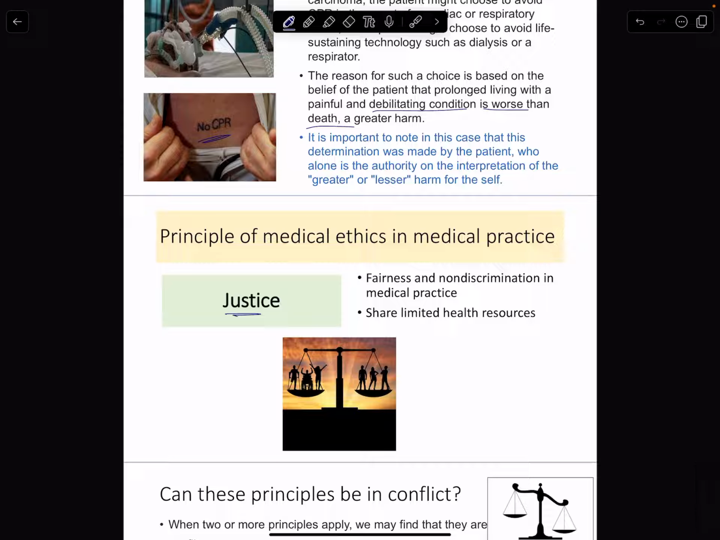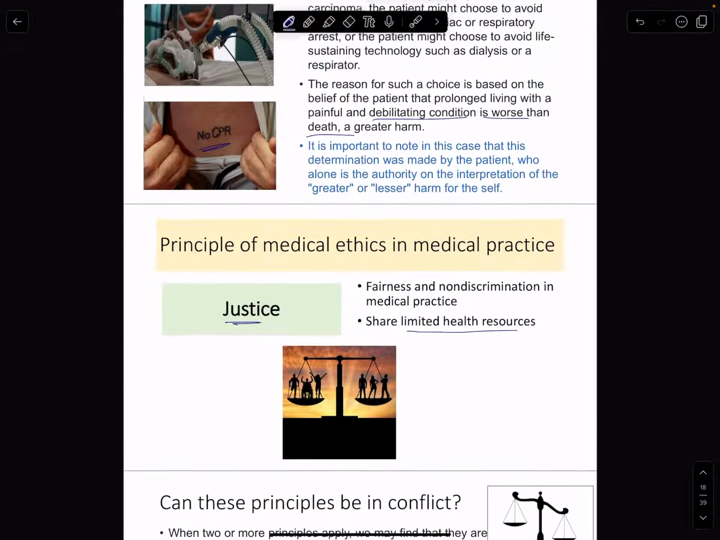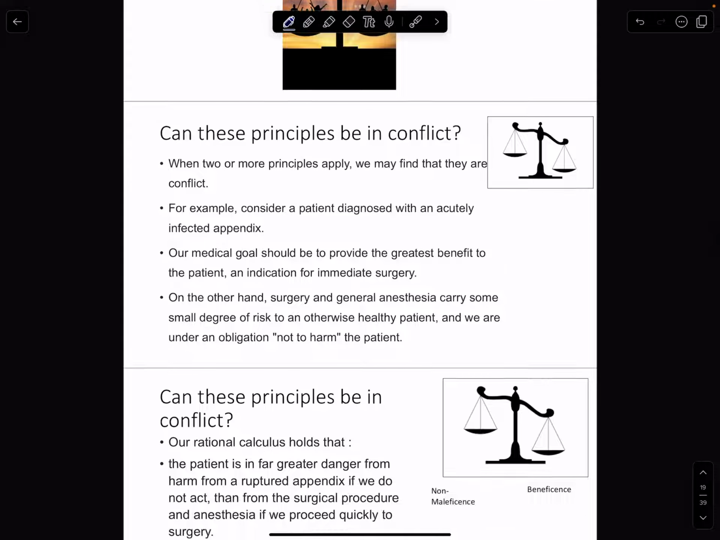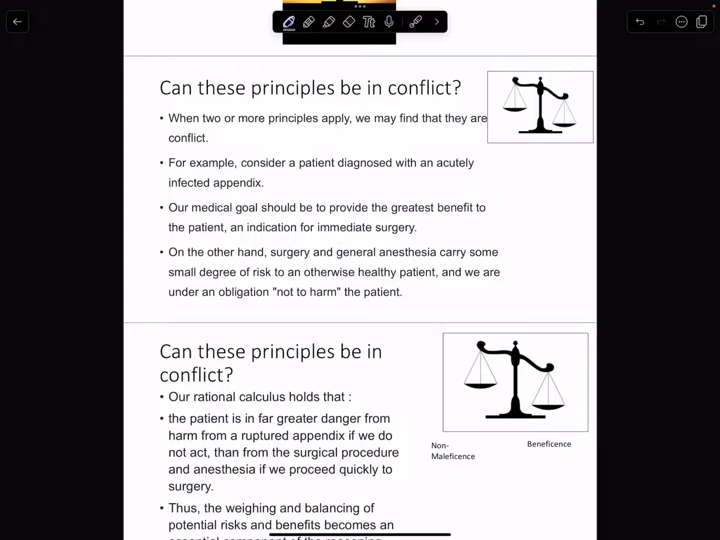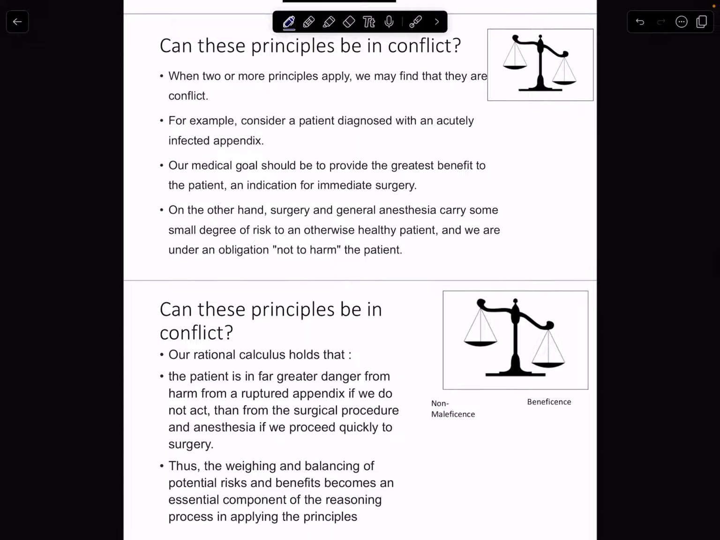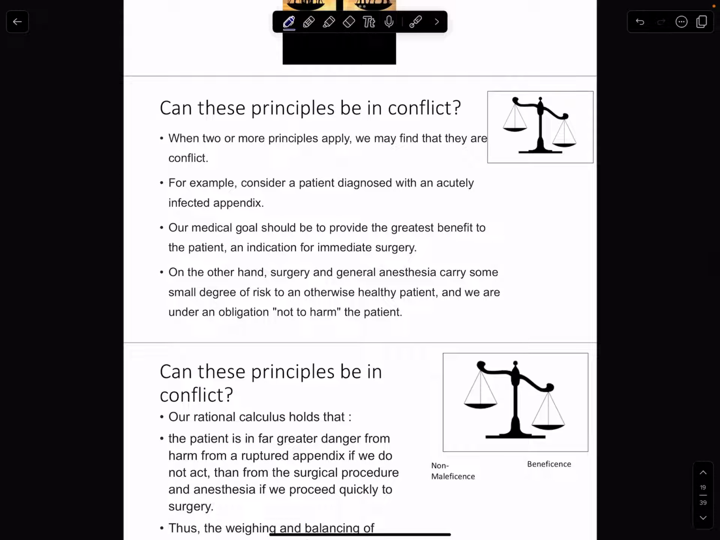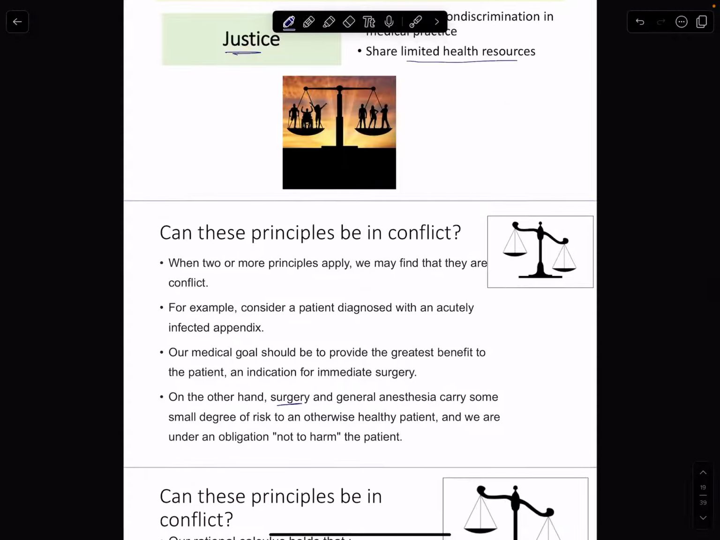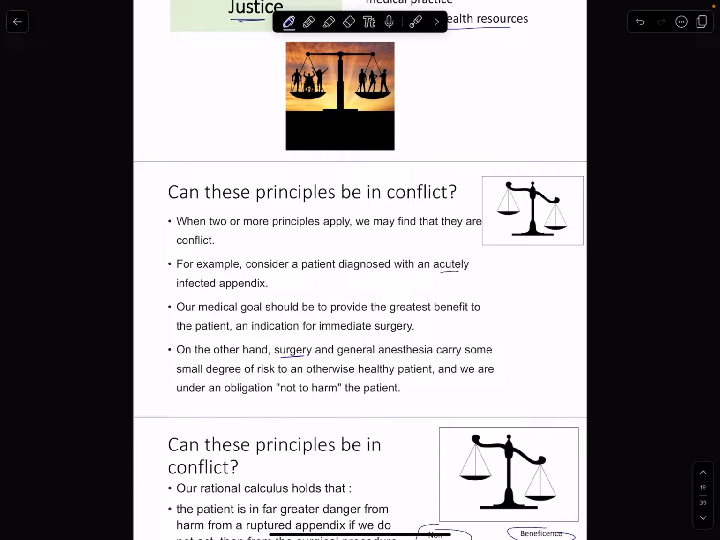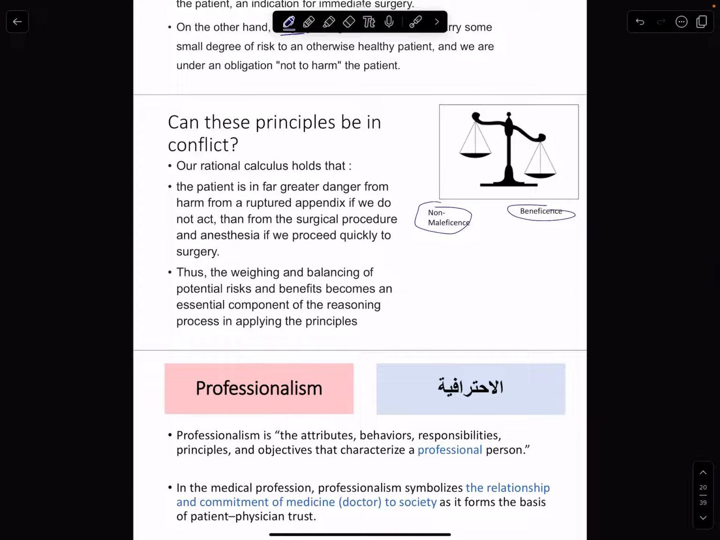Justice is being fair, sharing the limited health resources fairly, right? Doesn't matter if someone's black or white or Asian, you don't get to be racist in the medical field, all right? So, can these principles be in conflict? Yes, right? So, for example, when you're trying to go in with surgery, that's causing harm, right? And you have non-maleficence. So are we harming them or are we helping them? Well, if we don't go in and do surgery for an appendicitis, the patient could die. So in this case, we're actually helping, right?